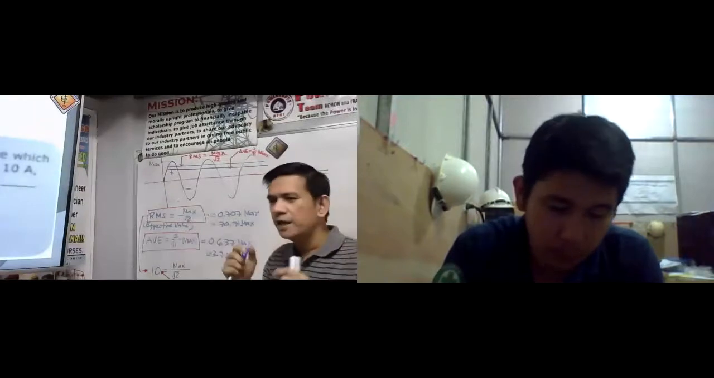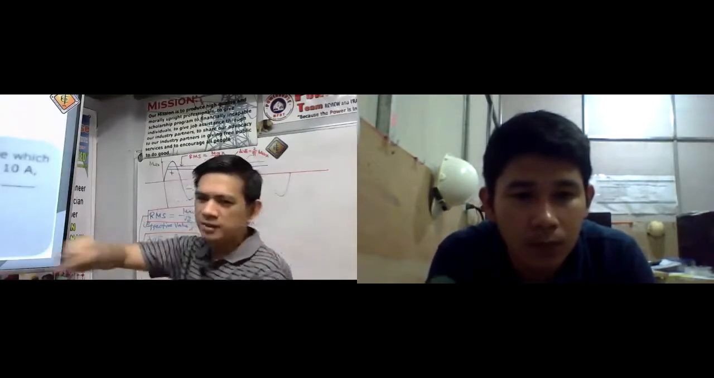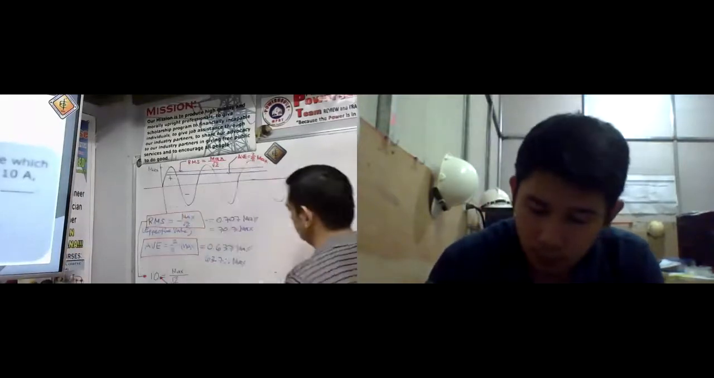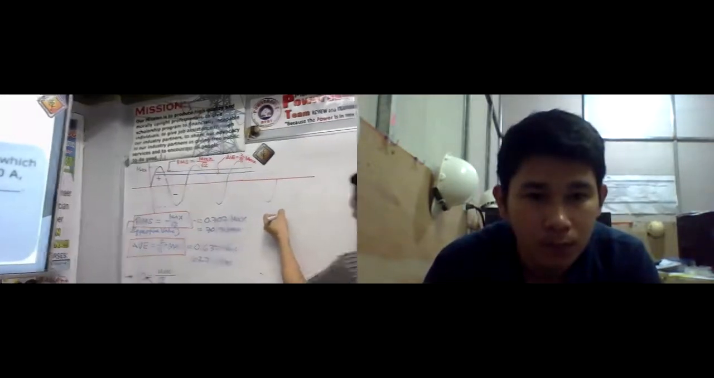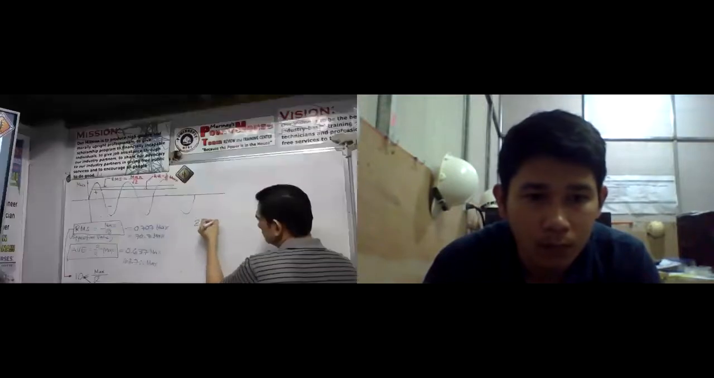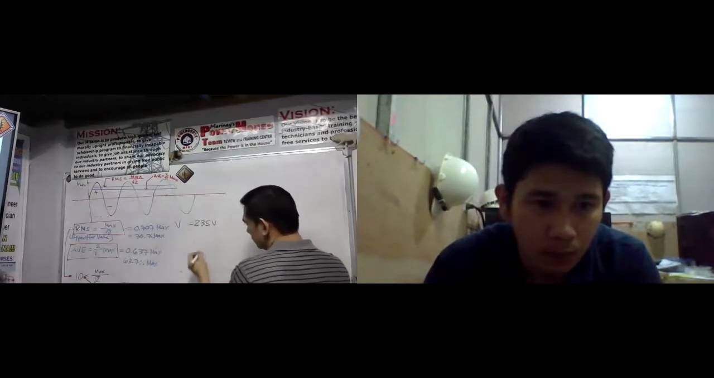Sir, let's say I have a multi-tester. So I set my multi-tester in AC volts, ACV. So I measure the voltage in the outlet. It registers, let's say, 235 volts. Sir, what is this 235 volts? That is the voltage measured in the outlet.